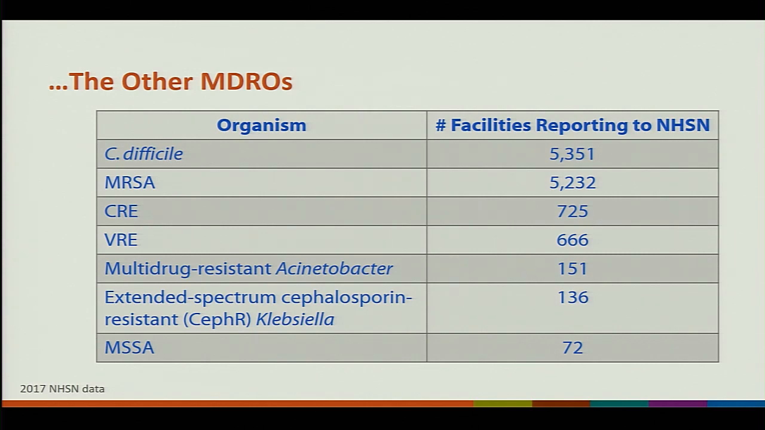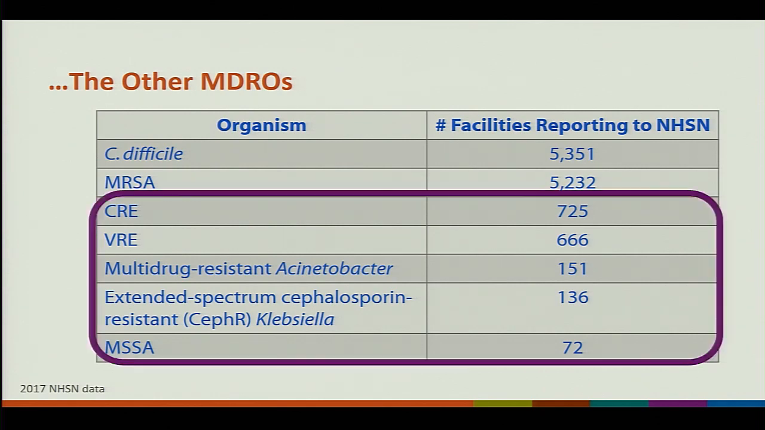This table will tell you the number of facilities that are doing surveillance in NHSN for each organism in the MDRO module. Aside from MRSA and C. difficile, you can see that CRE is the most commonly followed organism that is not required by CMS. The surveillance of these organisms is mainly driven by state or local reporting mandates, or hospitals may voluntarily choose to do surveillance on these.